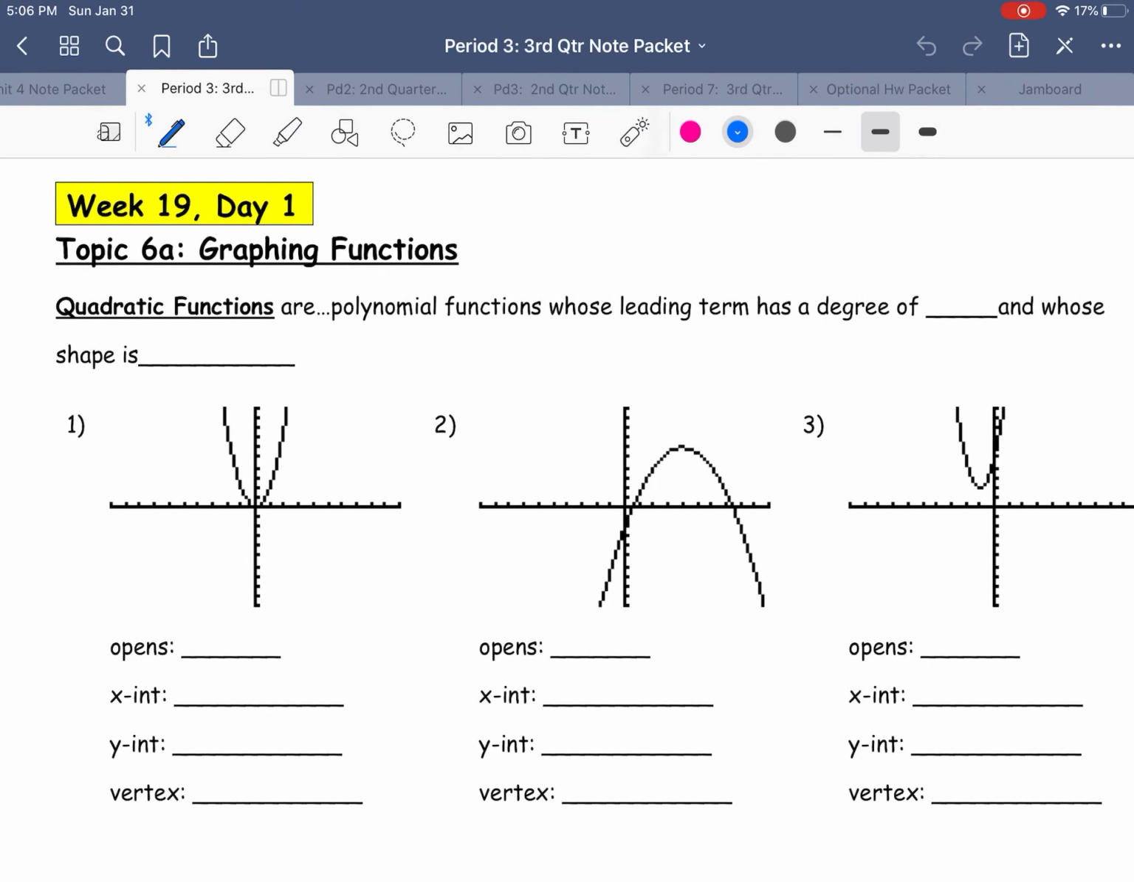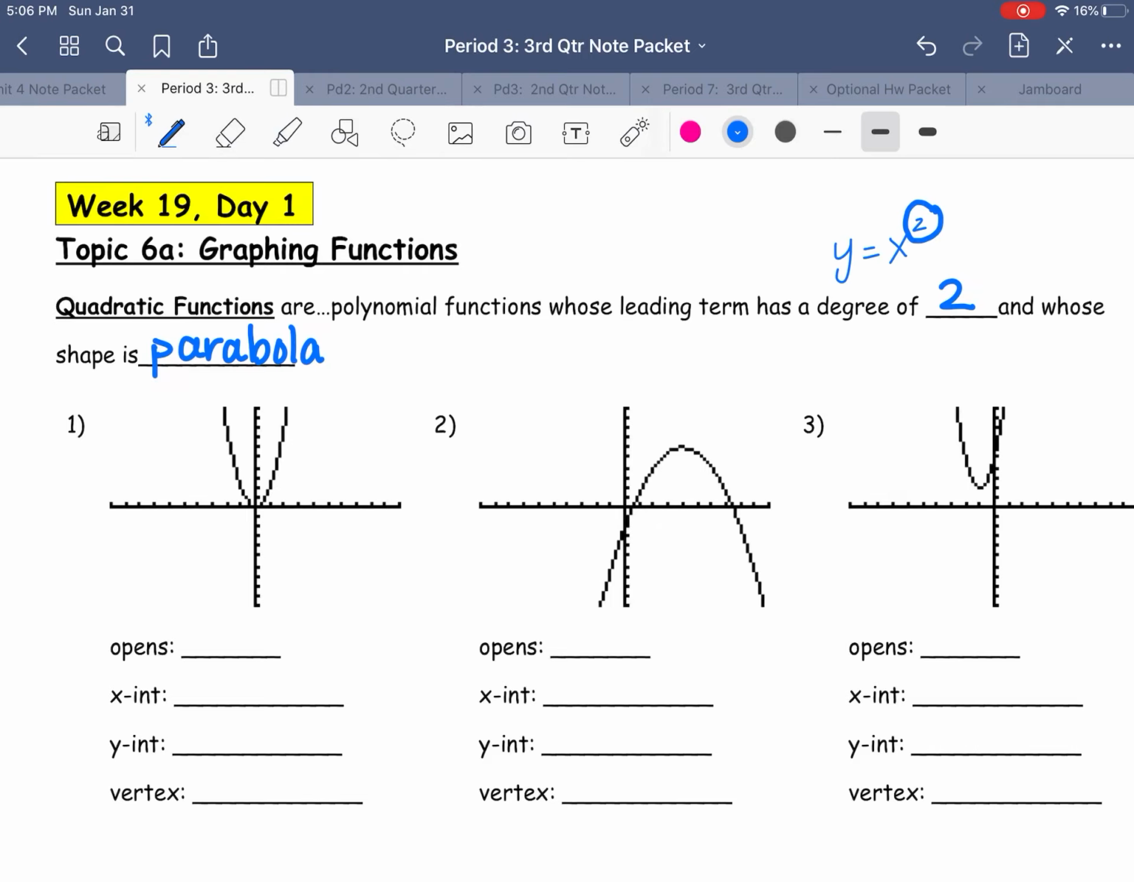Hi guys, I am looking in the note packet on week 19, day 1, and you should be following along. We're talking about quadratic functions today, and quadratic functions are just polynomial functions whose leading term has a degree of 2, and what that means is your equation might look like this, x squared. Notice that degree is a 2, and whose shape is a parabola.